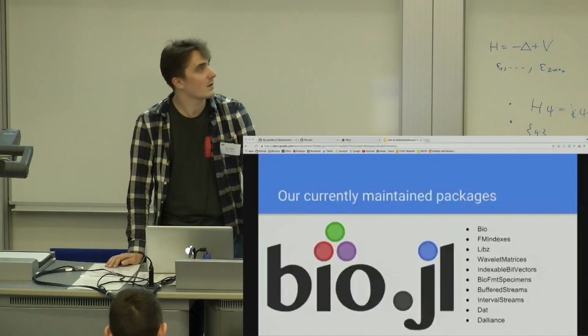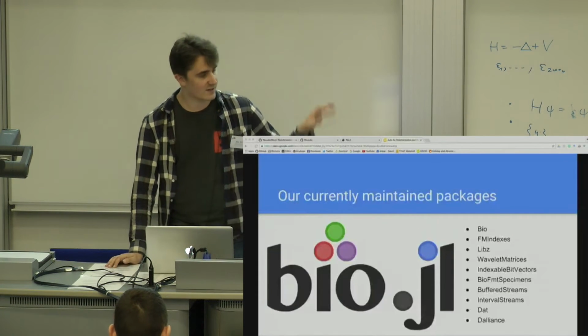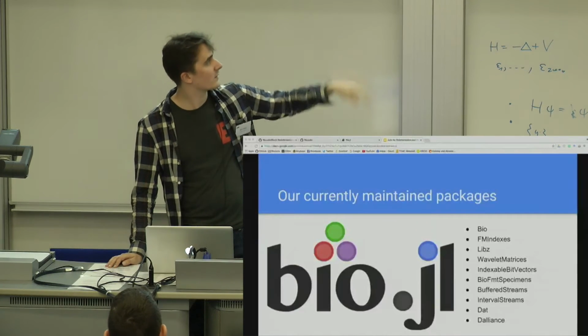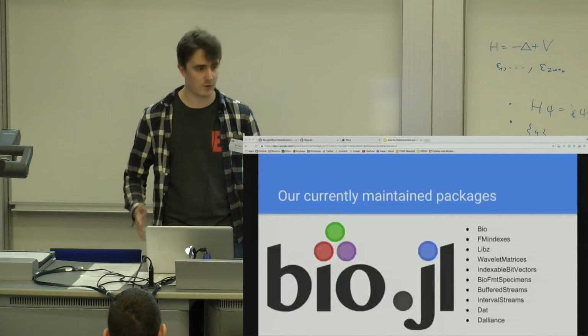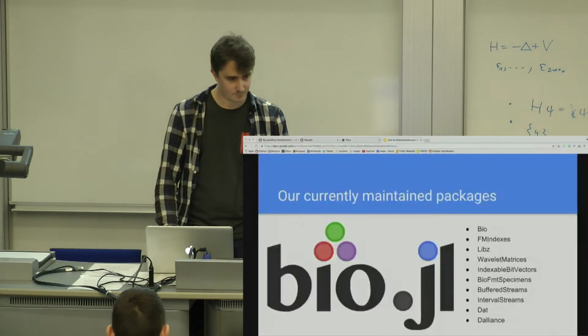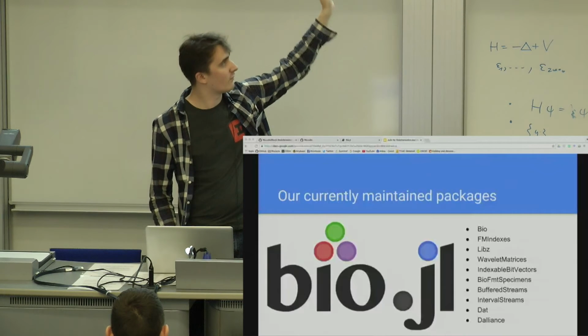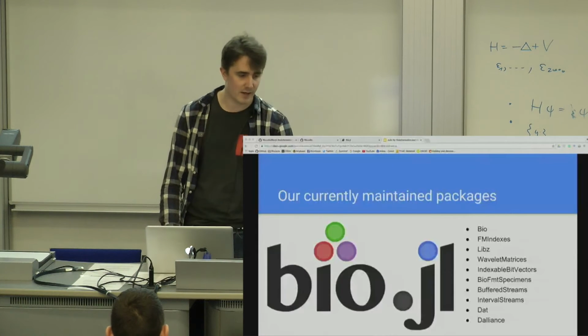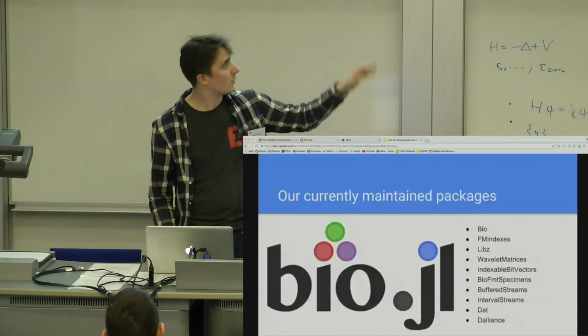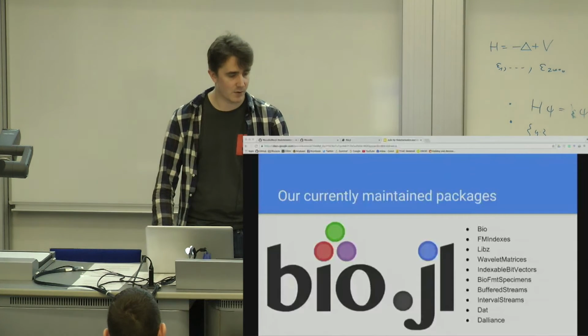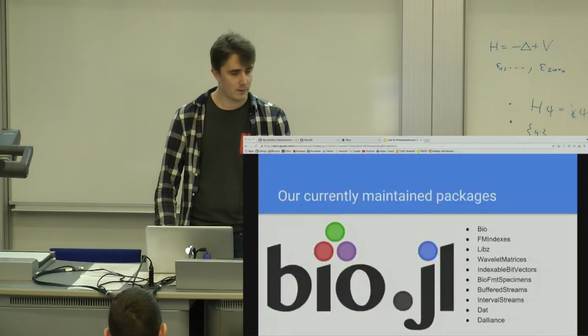Our currently maintained flagship package is called BioJL, but we also have some others. libz gets quite a bit of attention sometimes because it's just generally useful. And a lot of these others are dependencies of the flagship package. But buffered streams is one that's generally useful as well. Just streaming in information in buffers speeds up things a lot.